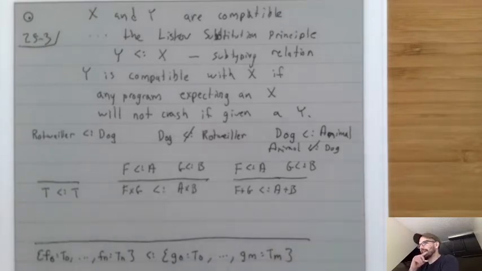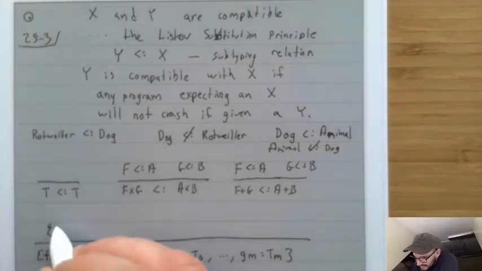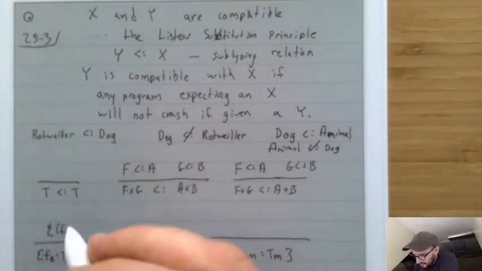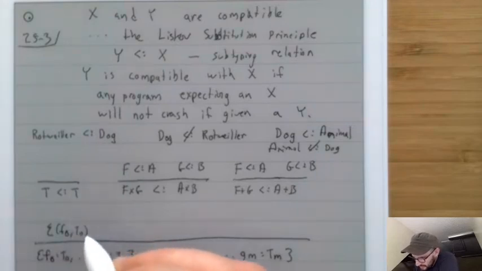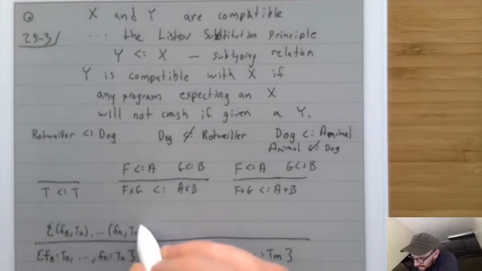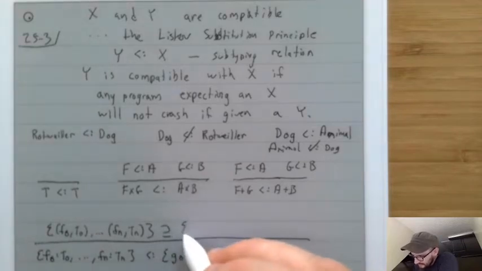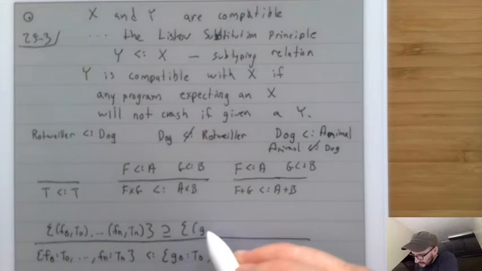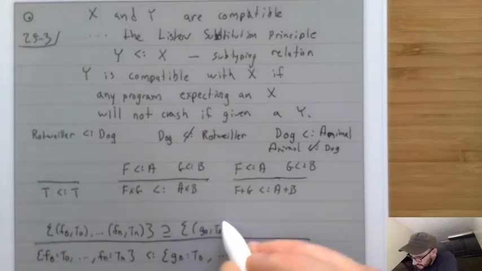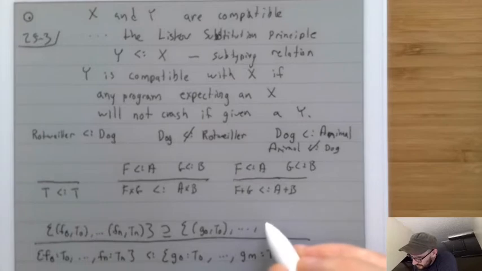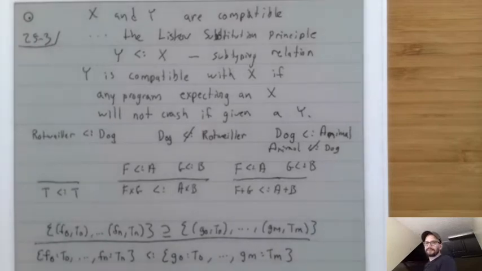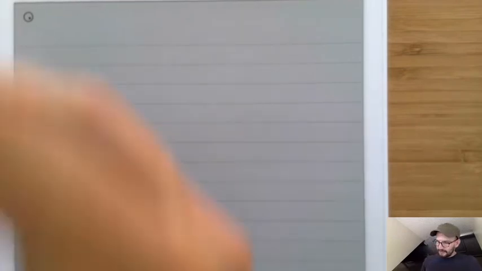So essentially the way that we write that is we have to say that there's a set that contains F0 through T0, dot, dot, dot, Fn through Tn, and that thing right there has to be a superset of something that has G0, T0, through Gm, Tm. Okay? So let's look at a really concrete example of that.